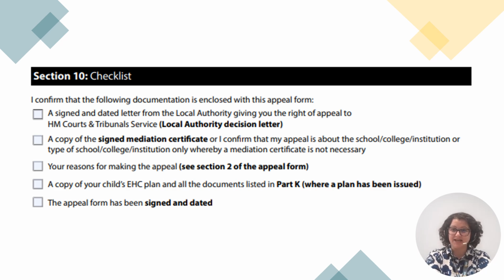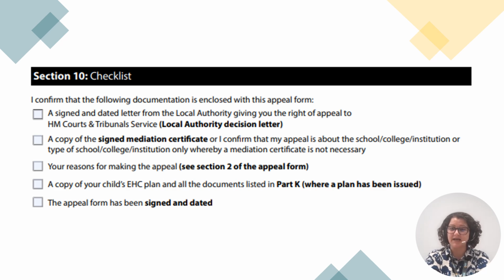The second box is checking if you have a mediation certificate, and as I explained earlier, this would only be relevant if you are appealing sections B and F of the EHCP. If you are only appealing section I, you can leave this blank, but if you are appealing sections B or F or B and F, please make sure you have a mediation certificate and then tick this box. The next box is asking if you have your reasons for making this appeal. So you would tick this one as we have outlined these earlier within the form.